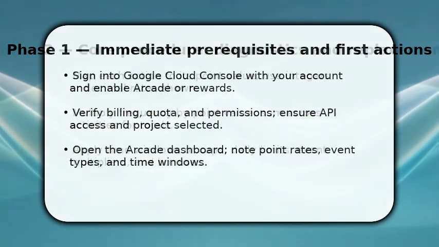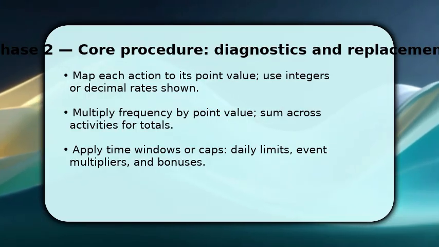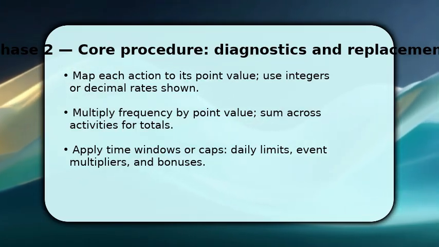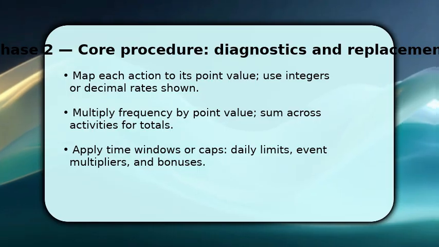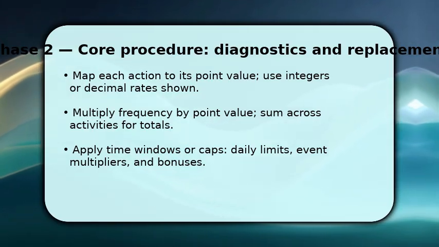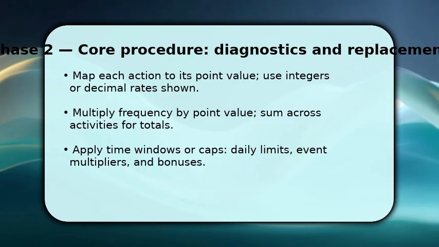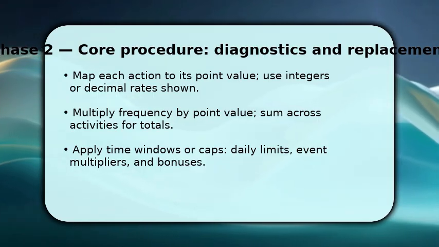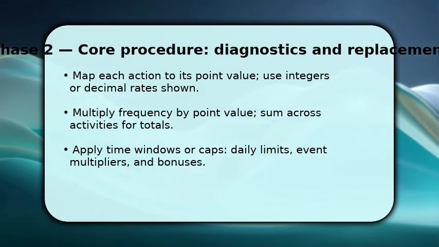You now compute accruals. List each activity you performed and assign the exact point value shown on the dashboard. For each activity, multiply the count or frequency by the point value. For example, 12 completions times 5 points. Once done, sum those results to get a raw total.